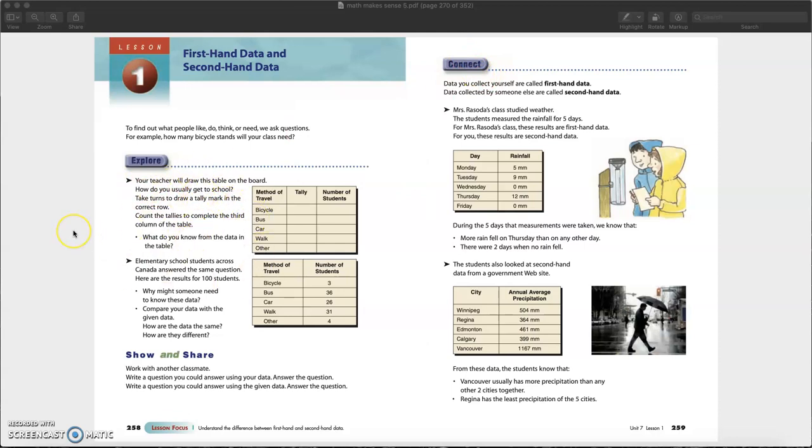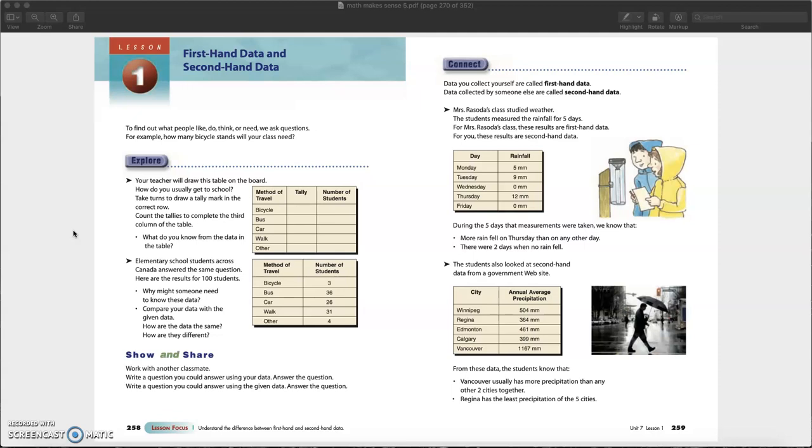It says your teacher will draw this table on the board. Pretend I did it. Ask the question, how do you usually get to school? If you just think quickly, how would you answer that question? How do you usually get to school? If you wanted to collect that information from your class, what would you do? I think the most common answer would be to go around and ask people.